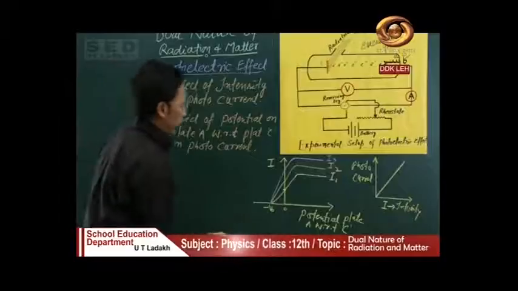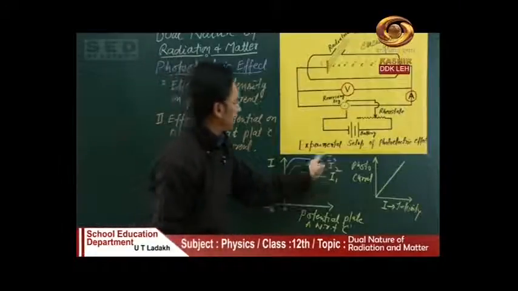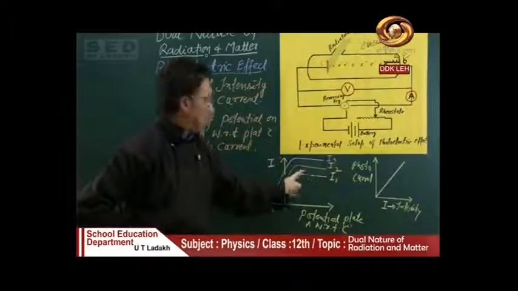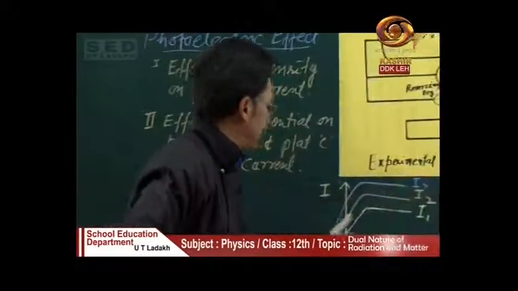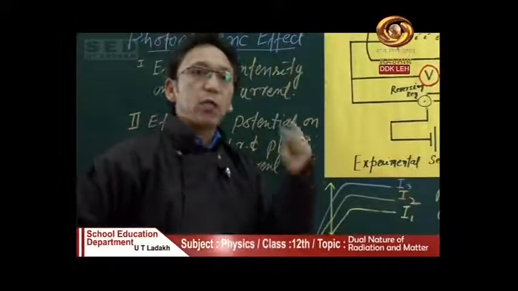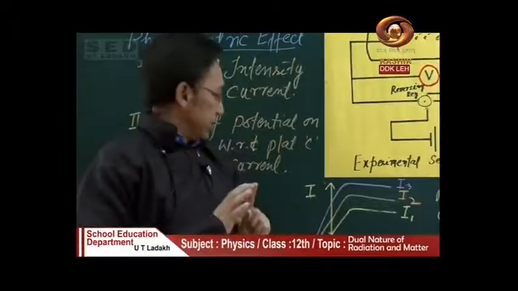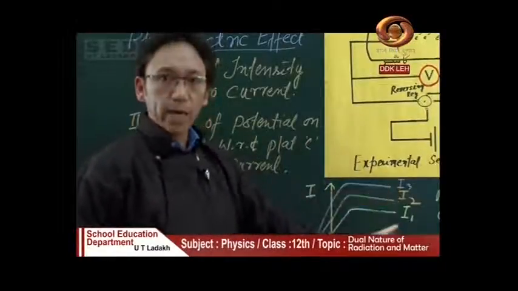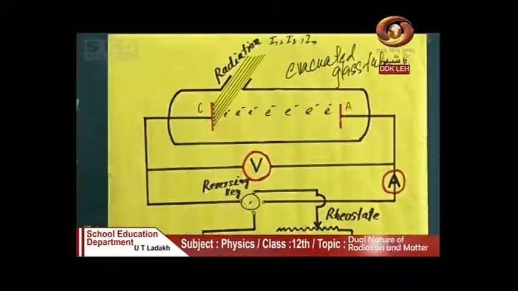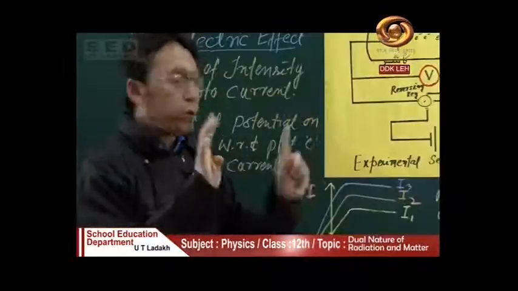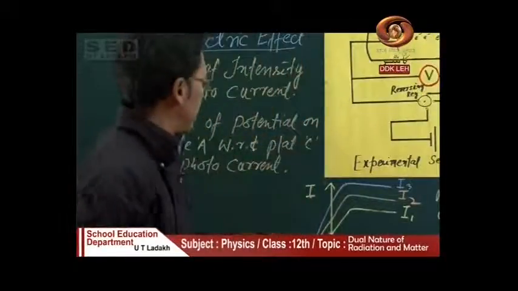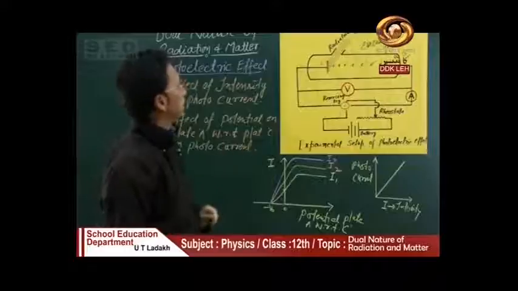So one more thing we will see here: for different intensity the saturation level is different, but for all these intensities the stopping potential is the same. That means the kinetic energy with which the electrons are emitted does not depend upon the intensity of light. So the energy with which the electrons are emitted from this metal surface depends upon something else, not upon the intensity of the incident radiation. So this is one thing clear that I will conclude later also.